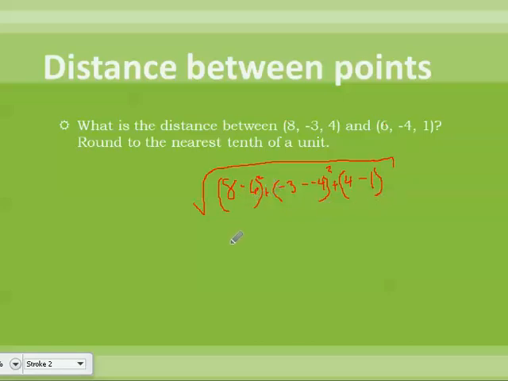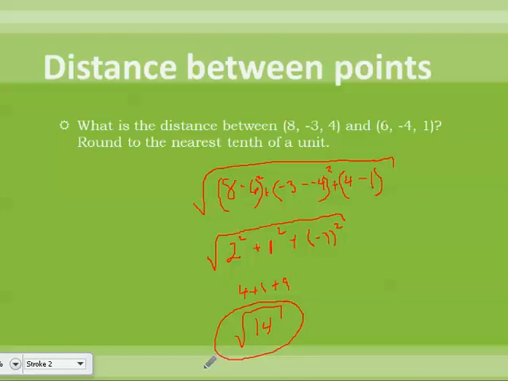So 8 minus 6 is 2 squared plus negative 3 minus a negative 4, that's going to be plus 1 squared plus 4 minus 1 is 3 squared. Okay, so that's going to be 4 plus 1 plus 9, that's going to be 14, and you got the square root of 14. That would be my distance between those 2 points, square root of 14.